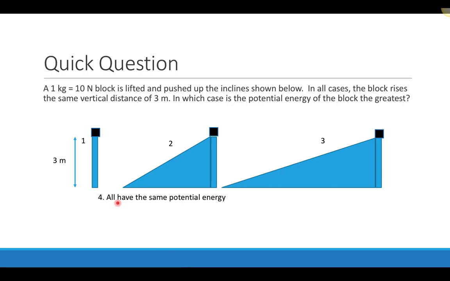And the answer is that they all have exactly the same amount of potential energy, because, we're going to see this on the next slide, the potential energy is just the mass times gravity times the vertical height. And they all have the same mass in all these cases. Gravity, of course, is the same for all of these, and they all go the same vertical height of 3 meters. Yes, in the second case, it goes up the incline, but vertically it goes 3 meters, and the same thing here, it has a longer incline, but vertically it goes 3 meters. So all would have the same amount of potential energy.